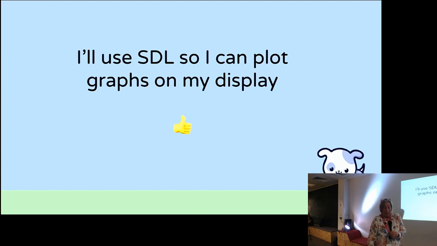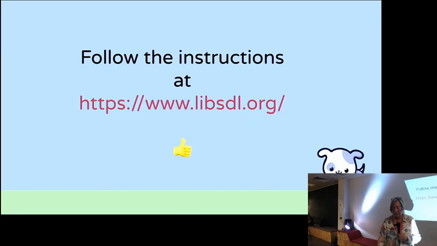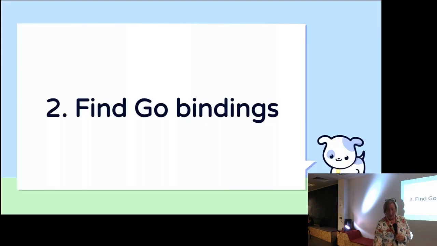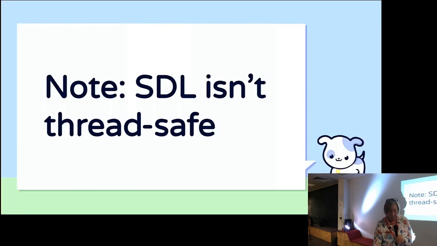So I'm going to use SDL because I want to plot graphs on my display. You have to install SDL to do this. Luckily, on most platforms, this is about a 3-minute job if you follow the instructions at libsdl.org. For OS X, you can download a disk image file, so it took me about 3 minutes. Then I went looking for Go bindings for this, and there's something called veandco go-sdl2. I tried that out, immediately got pictures.